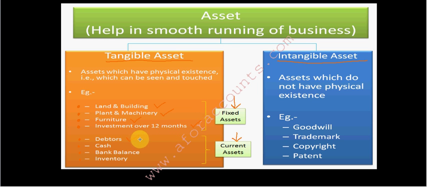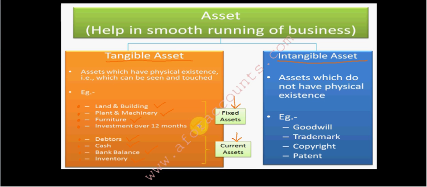Your debtors are the ones from whom you need to take money for the sale of goods. They have purchased from you on credit. Now they need to pay you. So your debtors are your assets. Cash, your bank balance and your stock, that is your inventory, will not remain the same for the 12 months. It will keep changing. So they are your current assets. This was about your tangible assets which can be touched.